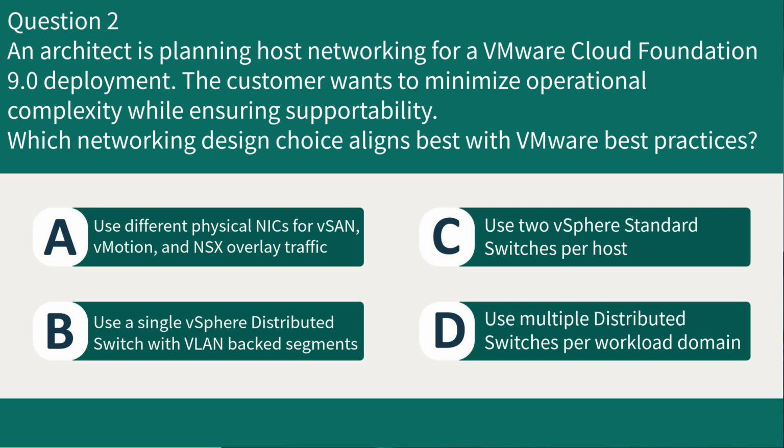Question 2. An architect is planning host networking for a VMware Cloud Foundation 9.0 deployment. The customer wants to minimize operational complexity while ensuring supportability. Which networking design choice aligns best with VMware best practices? A. Use different physical NICs for vSAN, vMotion, and NSX overlay traffic. B. Use a single vSphere distributed switch with VLAN-backed segments. C. Use 2 vSphere standard switches per host. D. Use multiple distributed switches per workload domain.